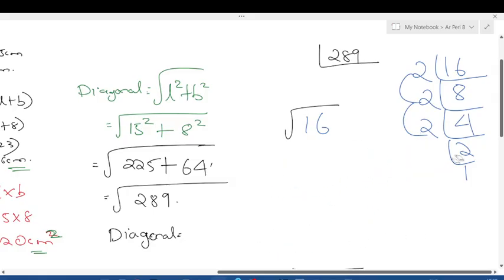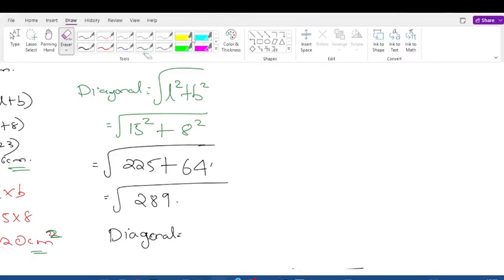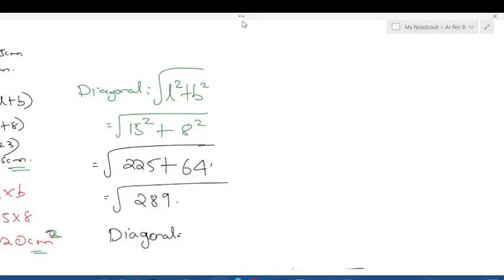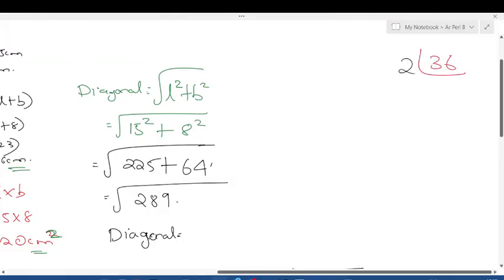Now I'll give you all one more question. Find the square root of 36. Start from 2 times table. Amilda, start from 2 times table. How many times 2 goes in 36? You have to divide. Divide and check.